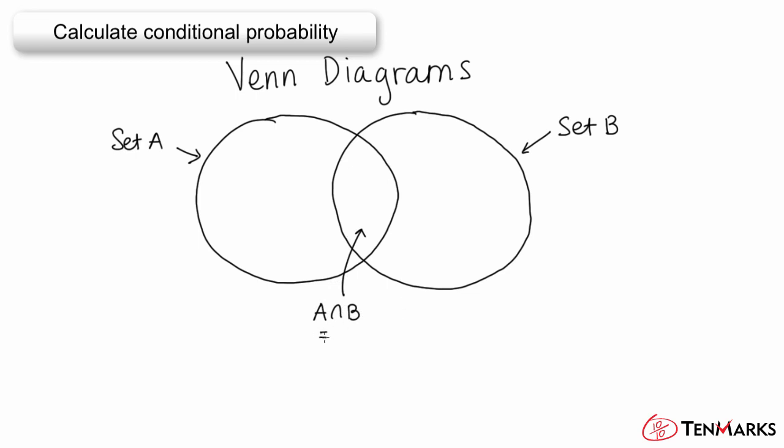This is the same as B intersection A. And this whole space, everything that's in both of these sets, is the union of these sets. So we symbolize this A union B, which is the same as B union A.